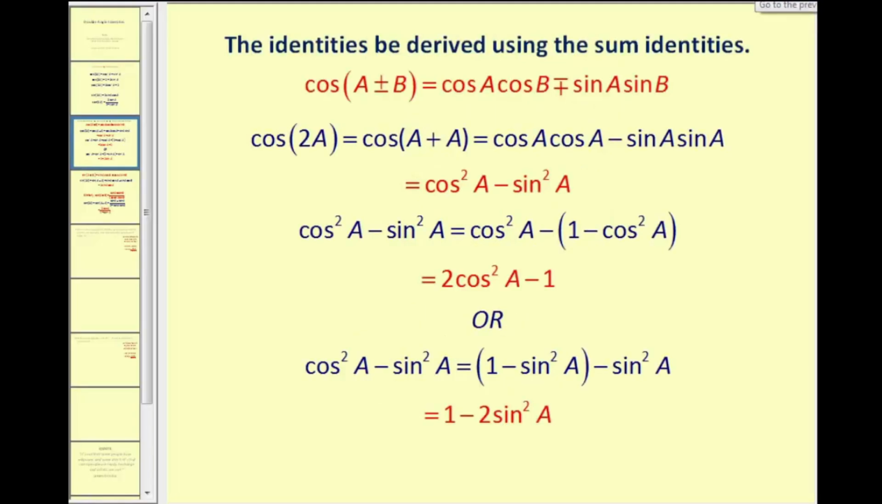If we take the sum identity for cosine, and instead of using a plus b, use a plus a, we can see how cosine 2a is equal to cosine squared a minus sine squared a. Now taking cosine squared a minus sine squared a, we can replace sine squared a with 1 minus cosine squared a and obtain 2 cosine squared a minus 1. Or if we now replace cosine squared a with 1 minus sine squared a, we can obtain 1 minus 2 sine squared a. So you may want to pause the video and take a closer look at this.